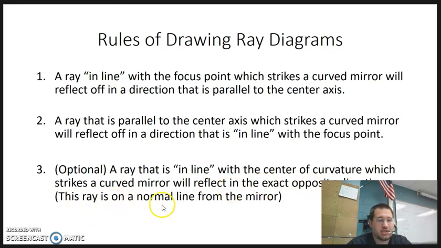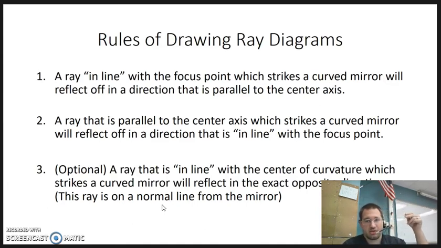So this ray is on the normal line from the mirror. We remember this from our law of reflection. The law of reflection states that when a ray comes in to a mirror, whichever way is perpendicular to the surface of that mirror, that's what we call the normal line, and it bounces off with the same angle that it made with that, just on the opposite side. So if it came in with a 15-degree angle, it goes back off with a 15-degree angle.